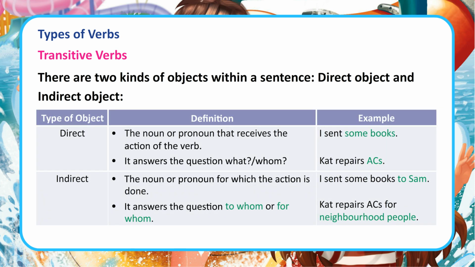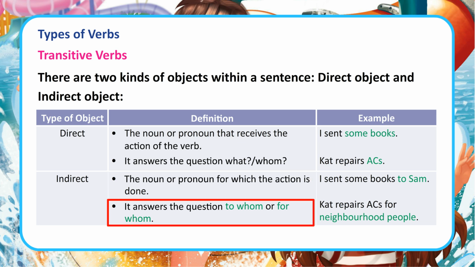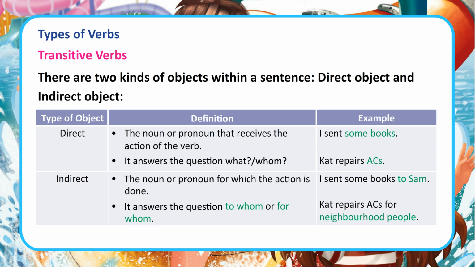Type of object, definition, example. Direct: the noun or pronoun that receives the action of the verb. It answers the question what/whom. I sent some books. Cart repairs ACs. Indirect: the noun or pronoun for which the action is done. It answers the question to whom or for whom. I sent some books to Sam. Cart repairs ACs for neighborhood people.